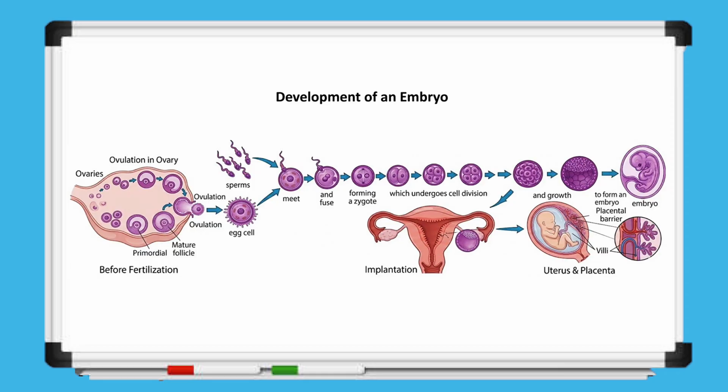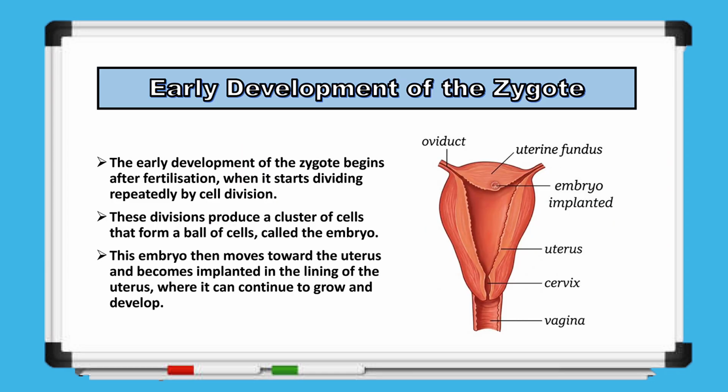As development continues, supporting structures such as the placenta form. The placenta allows nutrients and oxygen to pass from the mother to the developing baby and removes waste products, without direct mixing of their blood. After several weeks, the embryo develops further and is referred to as a fetus, which continues to grow inside the uterus until birth.